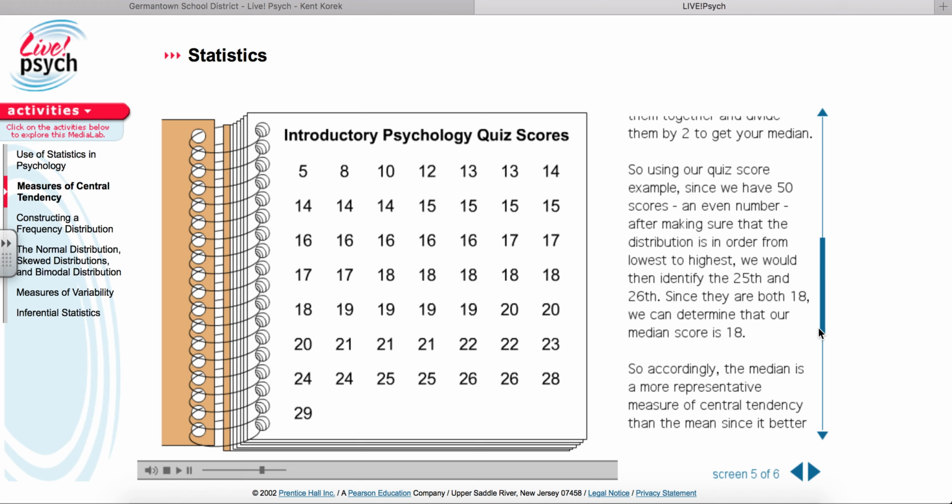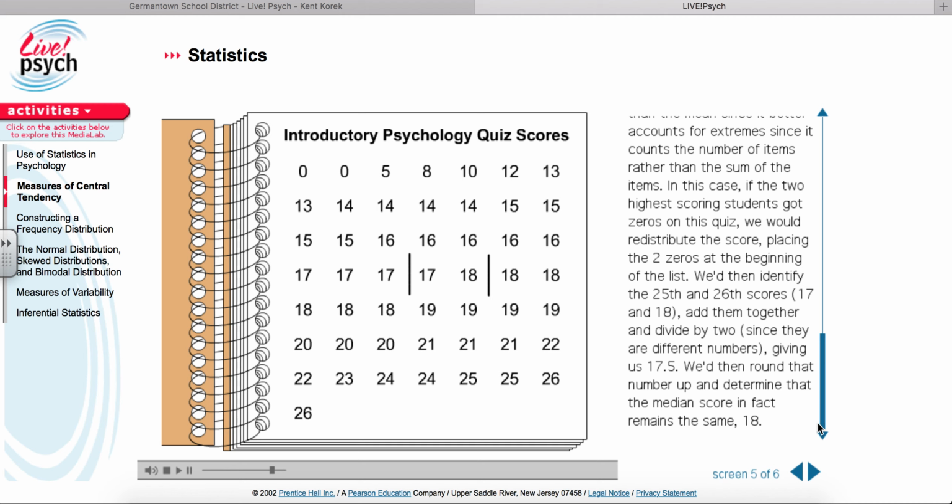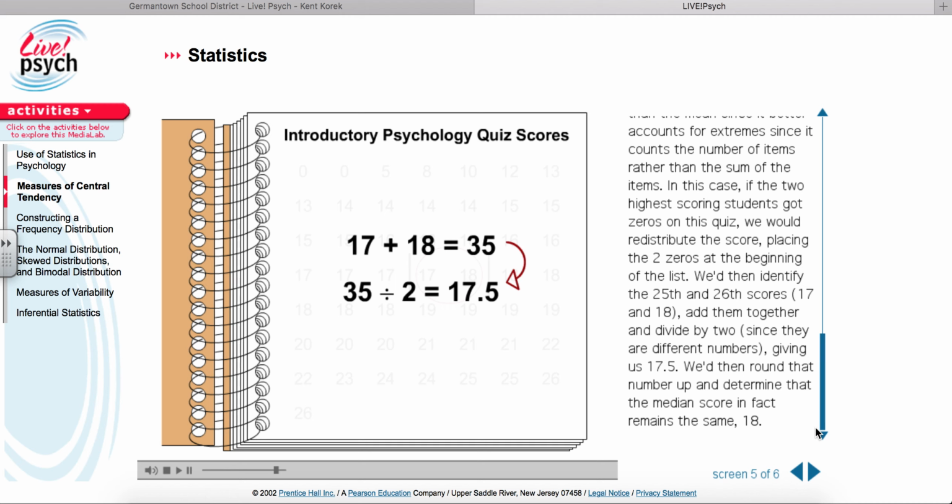In this case, if the two highest scoring students got zeros on this quiz, we would redistribute the score, placing the 2 zeros at the beginning of the list. We'd then identify the 25th and 26th scores, 17 and 18, add them together and divide by 2 since they are different numbers, giving us 17.5. We'd then round that number up and determine that the median score in fact remains the same, 18.